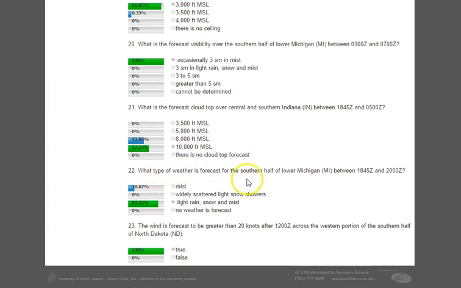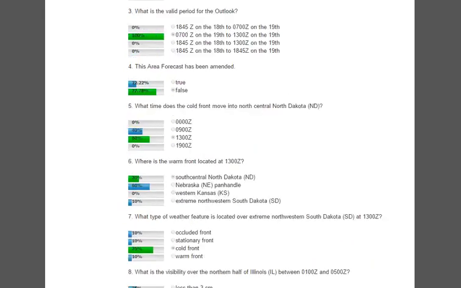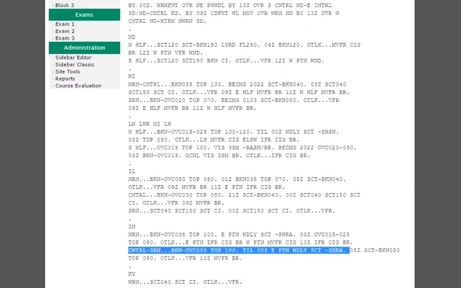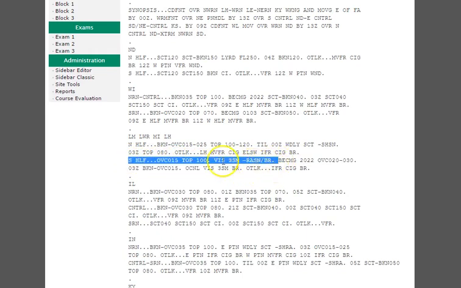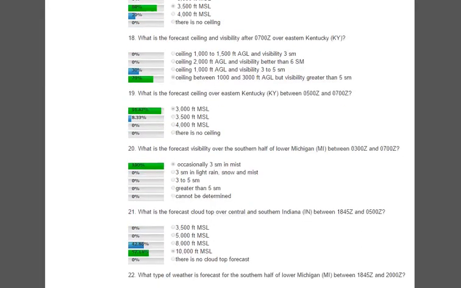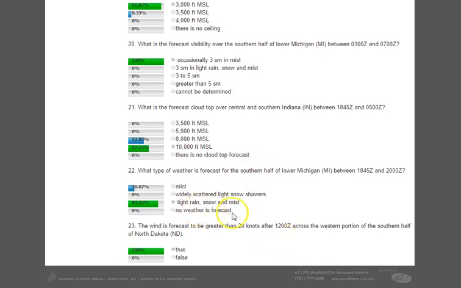What type of weather is forecast for the southern half of Lower Michigan between 1845 and 20 Zulu? Lower Michigan is right here, southern half. And the type of weather is right there: overcast at 15, tops at 10, visibility is 3, light rain showers and snow, light rain and snow, and mist. So the correct answer is light rain, snow, and mist.